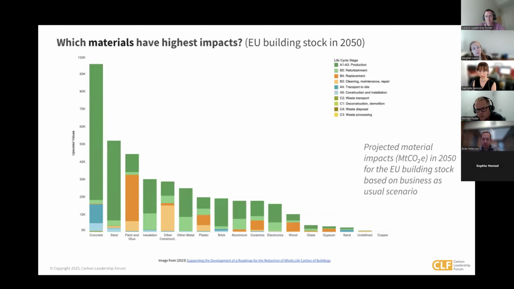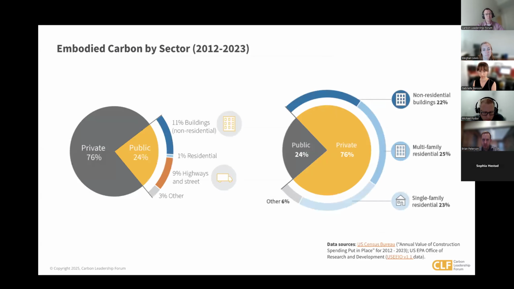And a last one here on that note, in terms of materials with highest impacts, this is a separate study that modeled the impacts of the entire European building stock in 2050. And once again, you see concrete and steel at the top, but because they did include the impacts of renovation projects, you see things like paint is third after concrete and steel, and insulation is fourth. So depending on how much you're taking into account those renovations, you'll see some of those materials show up as really important.